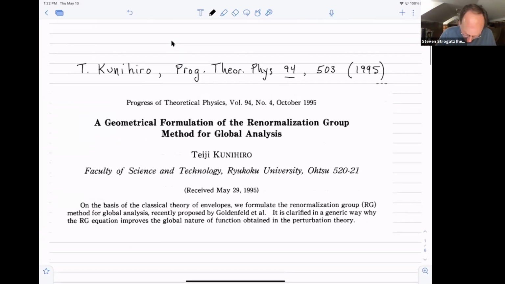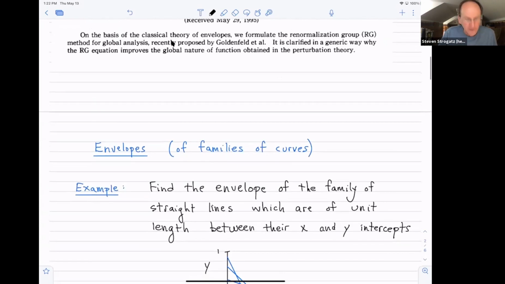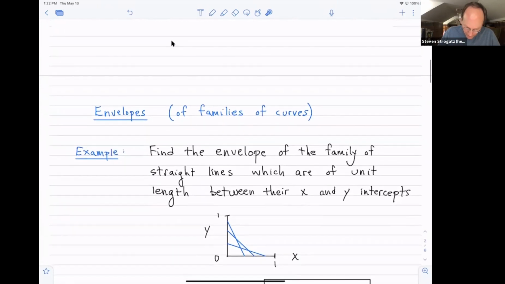Okay, so let's get into it. First of all, envelopes. You know, that used to be a standard topic in multivariable calculus. I don't think we teach it anymore. I've taught it once or twice in my career, but since you may not be familiar with how to calculate an envelope of a family of curves, I thought I should just do a basic example. And then we'll tie it to renormalization in a few minutes. All right, so here's a little example of the phenomenon of an envelope and how to calculate it.